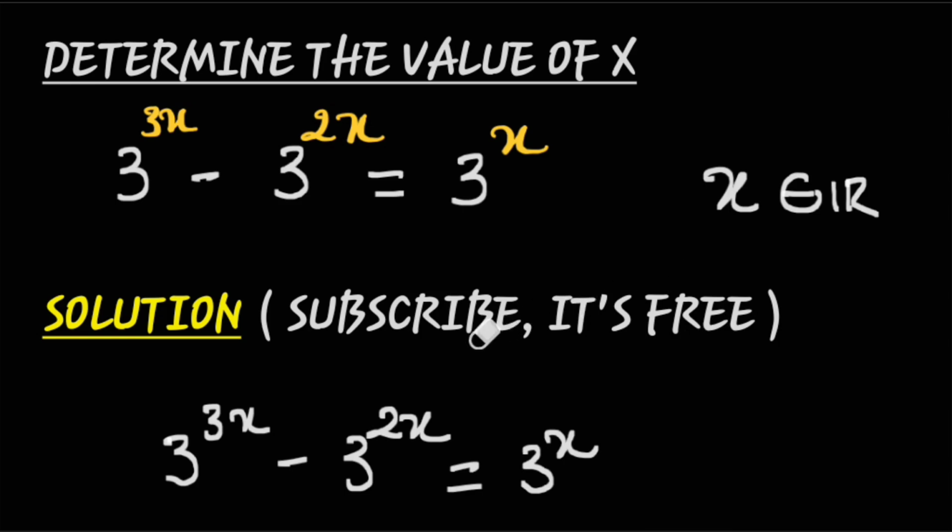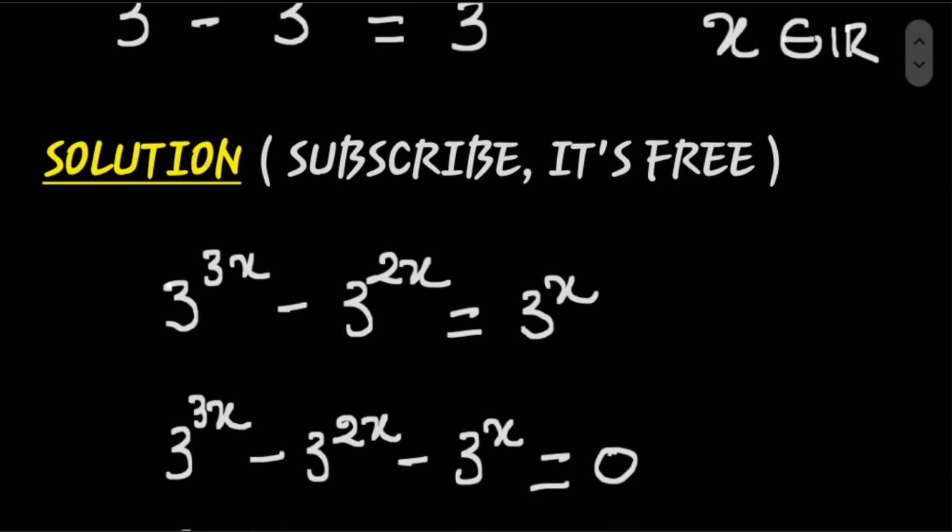Okay, we have here 3 to the power of 3x minus 3 to the power of 2x is equal to 3 to the power of x. So the first thing we're going to do is send this 3 to the power of x to the other side, and we have here 3 to the power of 3x minus 3 to the power of 2x minus 3 to the power of x, which will be equal to 0.